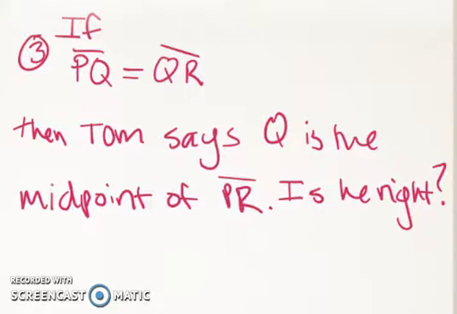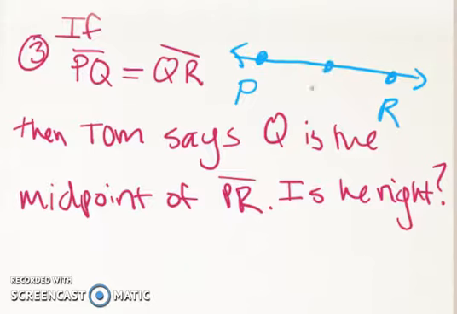Alright, if PQ is equal to QR, then Tom says Q is the midpoint of PR. Is he right? Well, let's go ahead and take a look at a drawing. Okay, so here's a line. He's saying Q is the midpoint, so let's pretend like that's true. Here we go, P and R, and then he's saying Q is the midpoint. Well, if Q is the midpoint, then PQ needs to be congruent to QR. So in fact, this is true. This would be a midpoint. So is he correct in his saying this? Well, in this drawing, it is.